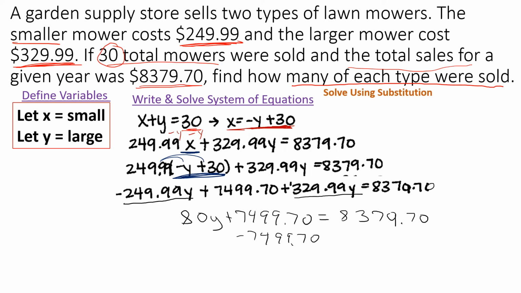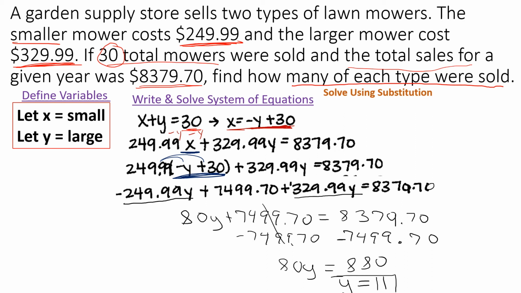Subtracting. So I'm just, excuse my handwriting here, solving this two-step equation. It just has large decimals. I'm left with 80y is equal to, it should be a positive 880. Dividing by 80, I don't have room for that, but that's a one-step equation. If I divide both sides by 80, I'm left with y is equal to 11.